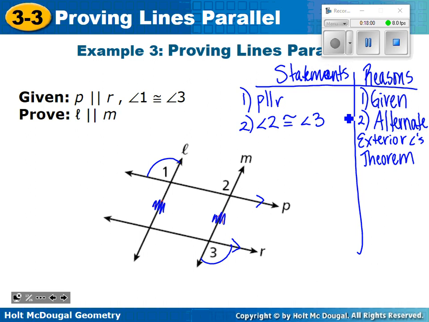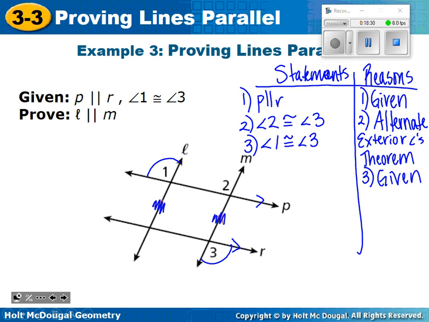Okay. Now let's go back to our given. We also were given that 1 was congruent to 3. So angle 1's congruent to angle 3. Number 3, given. You could have written that all at once, but I think it's always helpful if we can to write down one given, come up with what we know from it, write down the next given, come up with what we know from it. Okay, now look at what we have in 2 and 3.